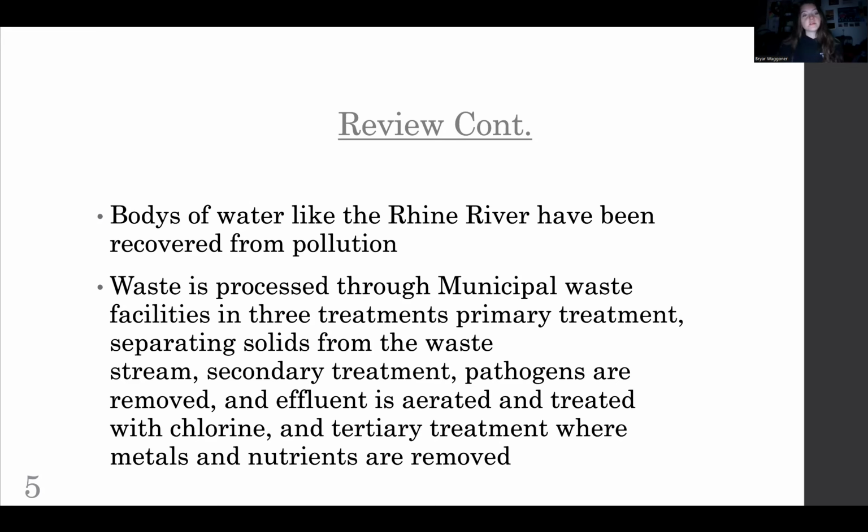Often, waste is processed through municipal waste facilities in three treatments. The first is called the primary treatment, where the solids are separated from the waste stream. The second is the secondary treatment, where pathogens are removed and the effluent is aerated and treated with chlorine to kill bacteria. There are some other methods for this as well. And then there's the tertiary treatment, where metals and nutrients are removed and then it is put into something like a wetland.